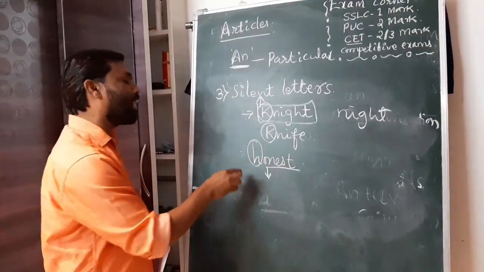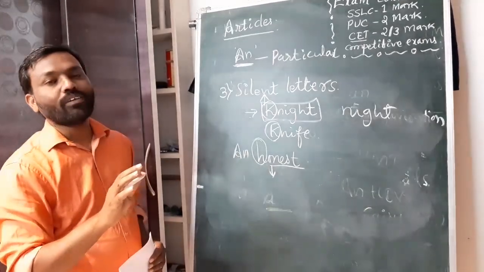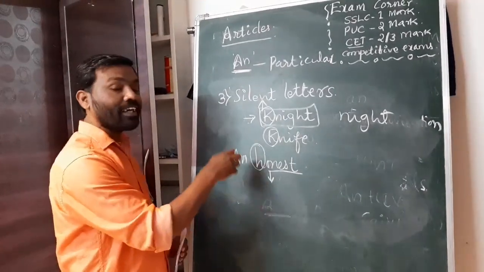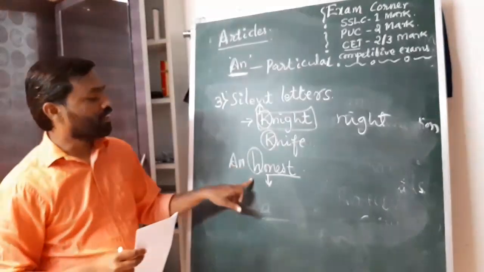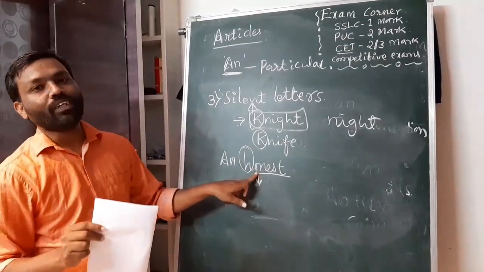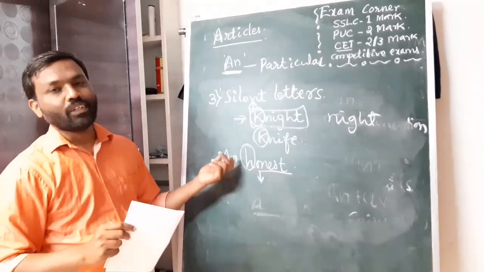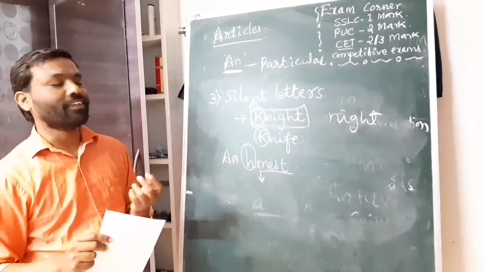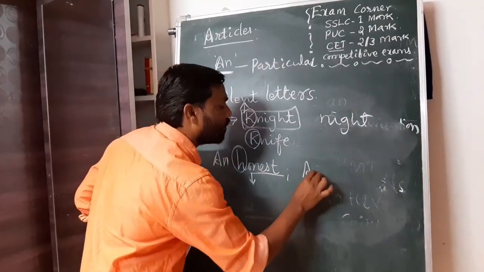So because of that, we keep an here. Suppose H is pronounced, in that case we do not keep the article an. But here H is silent and it is followed by a vowel sound. So because of that, we keep the article an here. So at that time we say "an honest". Take another example, an hour.